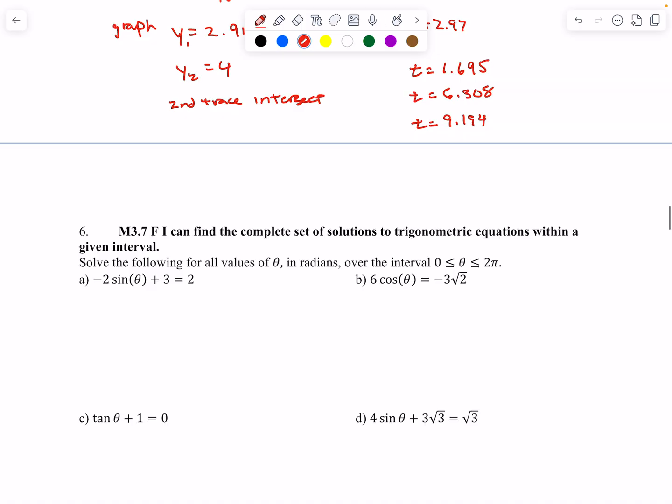Okay, next, complete solution. What time is it? 8:30. Okay, so I've had half an hour with this. I'm going to keep going with the 3.7 stuff.